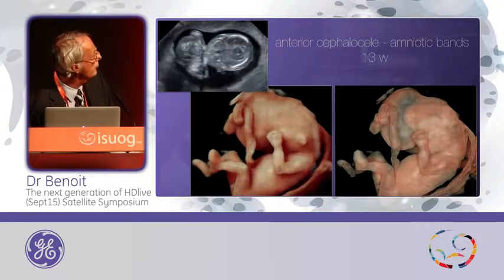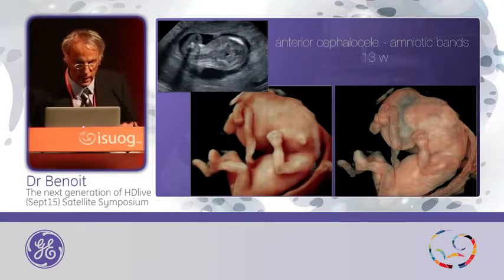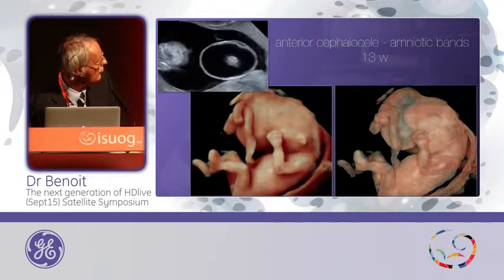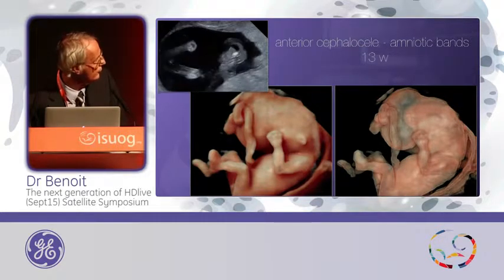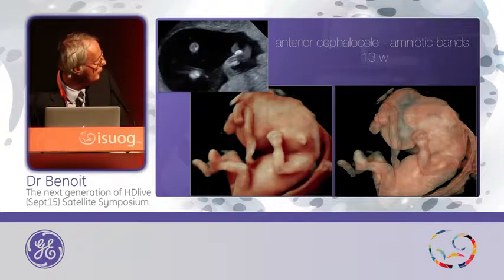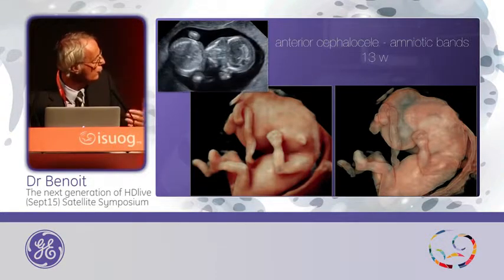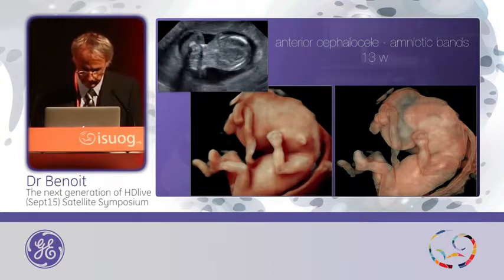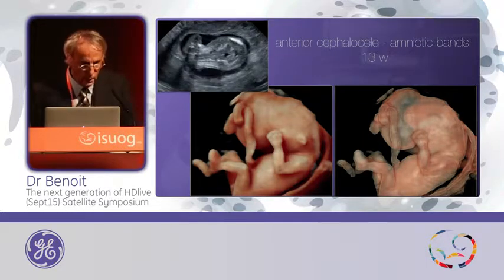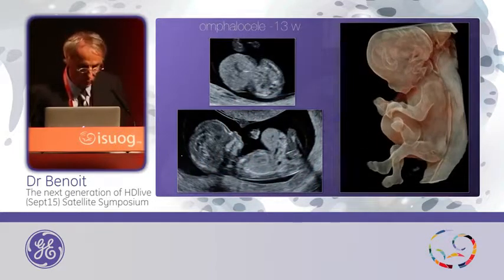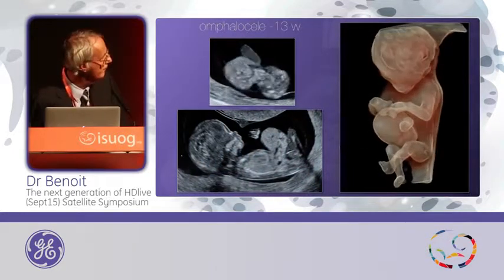Malformation, this was an anterior cephalocele where, because of an amniotic band, the cord was stuck on the head to the cephalocele here, and with transparency you can see the liquid part here, and a part of the choroid plexus was outside. Omphalocele, 13 weeks of pregnancy with an omphalocele and club hand.